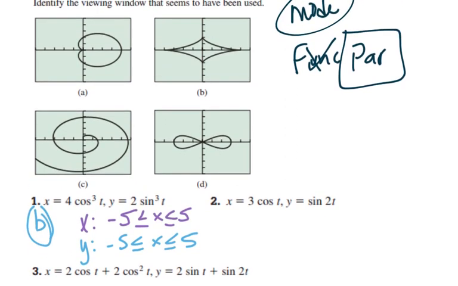Alright, so then we go to number 2. We go back to y equals and clear out what we had. And now we're going to type in just 3 cosine t. Oops, 3 cosine t, I typed it in the wrong one. And then sine 2t, double angle. Alright, and I ended up keeping it at -5 to 5, and it graphed it completely.